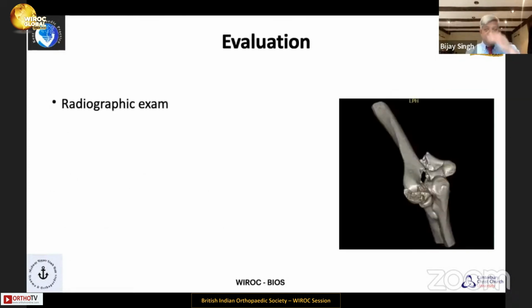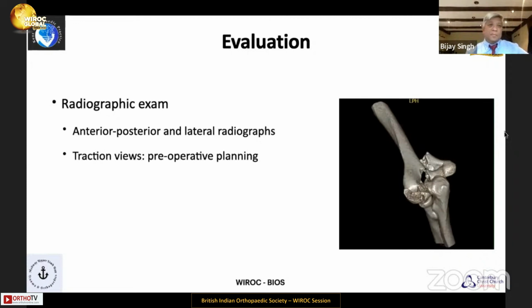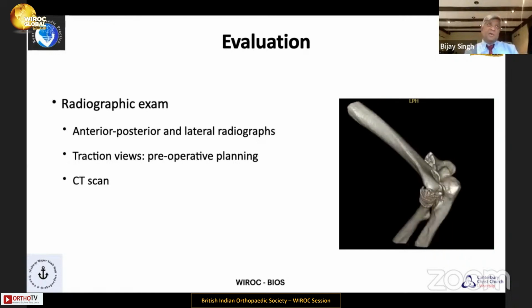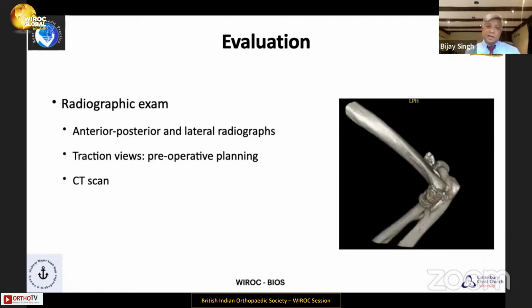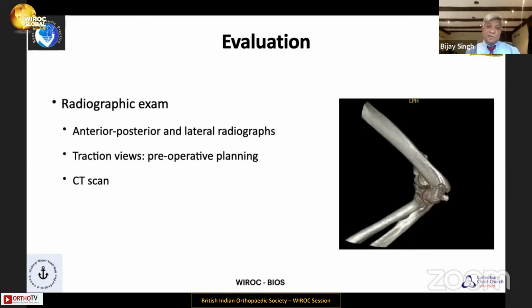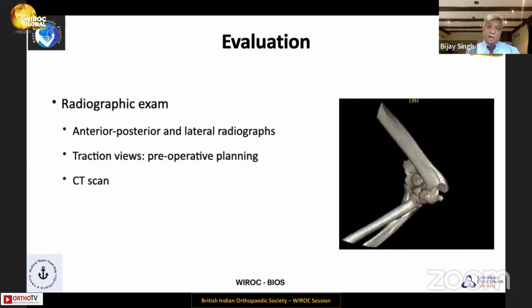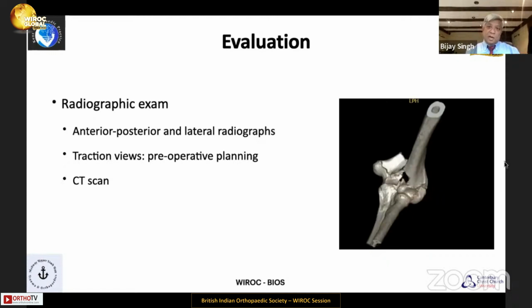So what we're talking about is evaluation. Of course, you need to evaluate the patient first on ATLS principles, making sure there are no other injuries. Generally, radiographs are performed. Sometimes it may be difficult to get proper views, and hence traction views, even intraoperatively or preoperatively before you start the procedure, give you an idea. CT scan has revolutionized what you can assess, and certainly the 3D CT images give you a fantastic idea of the fracture patterns and help you plan pre-op accordingly.